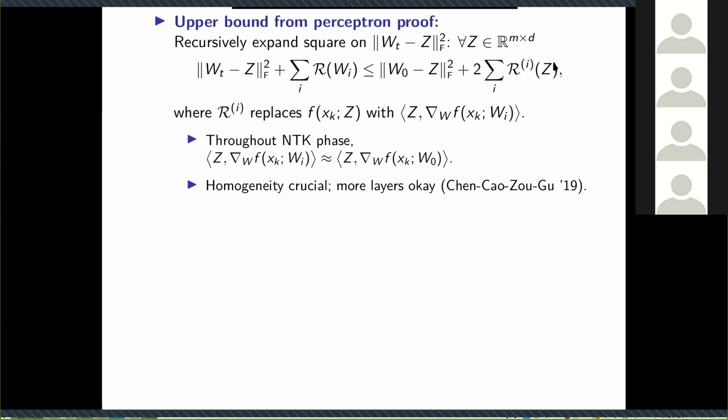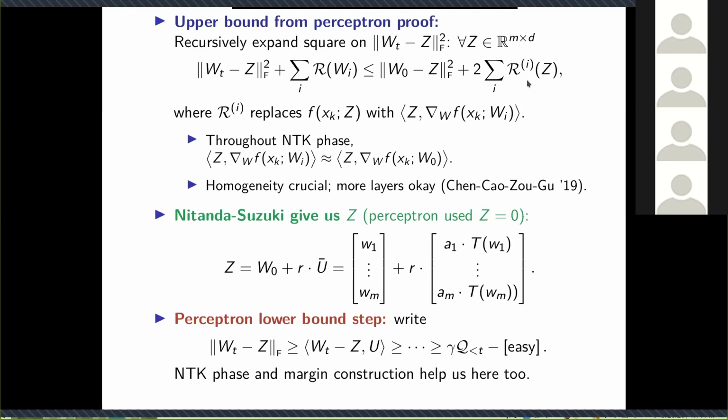Okay, so I'll just say briefly, for z, what we should use is the initialization plus this matrix U we get from the Nitanda-Suzuki assumption. Why do we use that? If you plug that in here, then it cancels with the W0, so we just get some small thing inside the Frobenius norm. And here, because of just the definition of the assumption, we can prove that the risk is small. So with this choice, we can make this entire right-hand side small. And a key part of the proof is also lower bounding this norm quantity, just like you do in the perceptron proof. And again, we can use the definition of U.